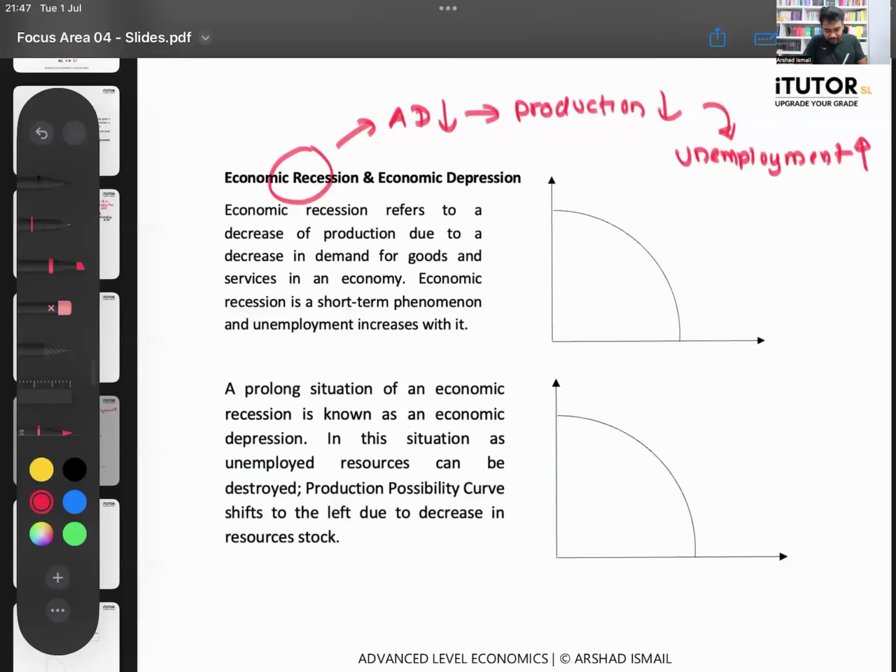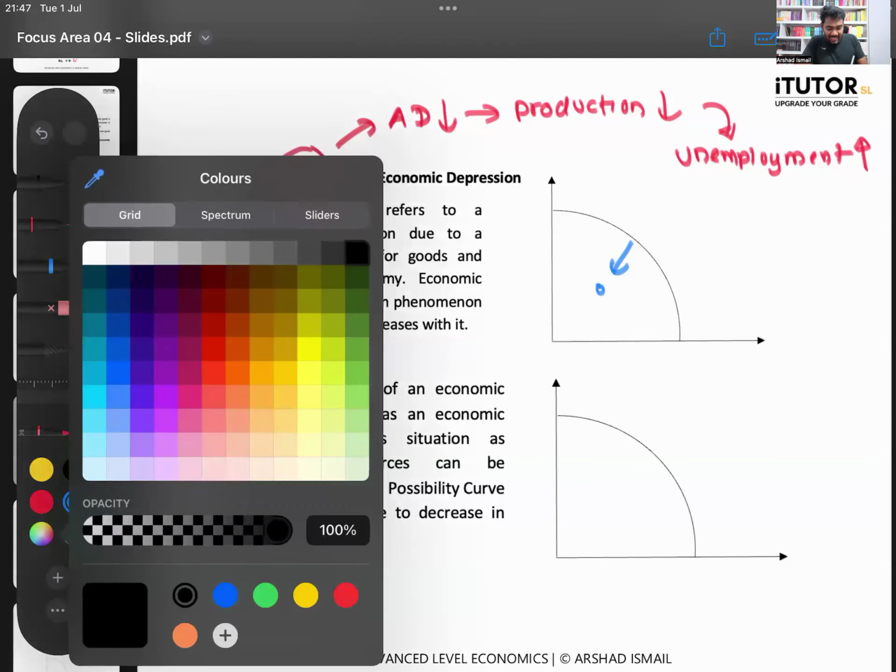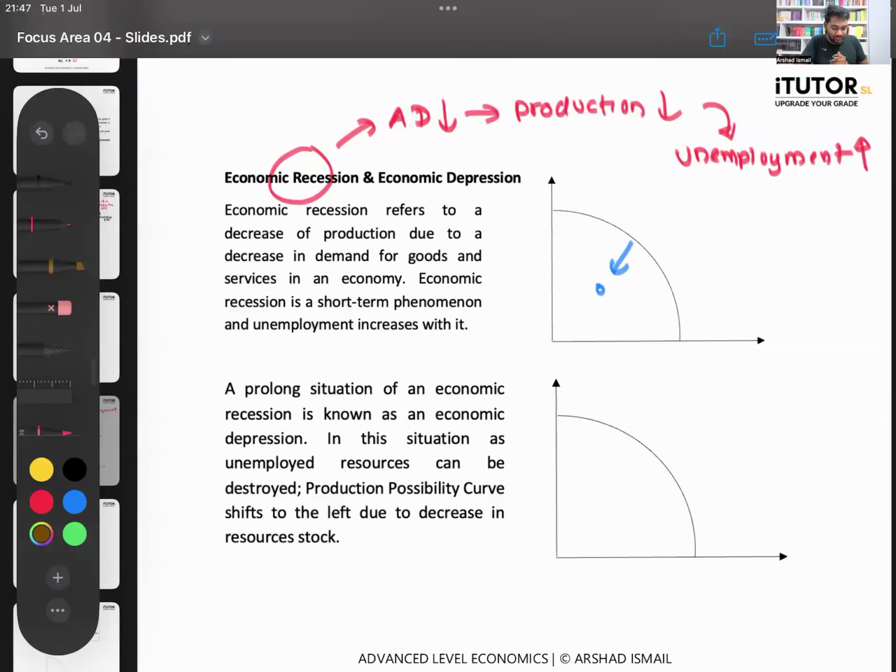Okay. Then how do you show this on a PPC? The end result of a recession is unemployment increasing. How do you show it? You can show it with a point moving inside. That's how you can show a recession. Then what is a depression? I'll share these slides in case you want to take a screenshot. Don't worry, I'll share the slide in the group.